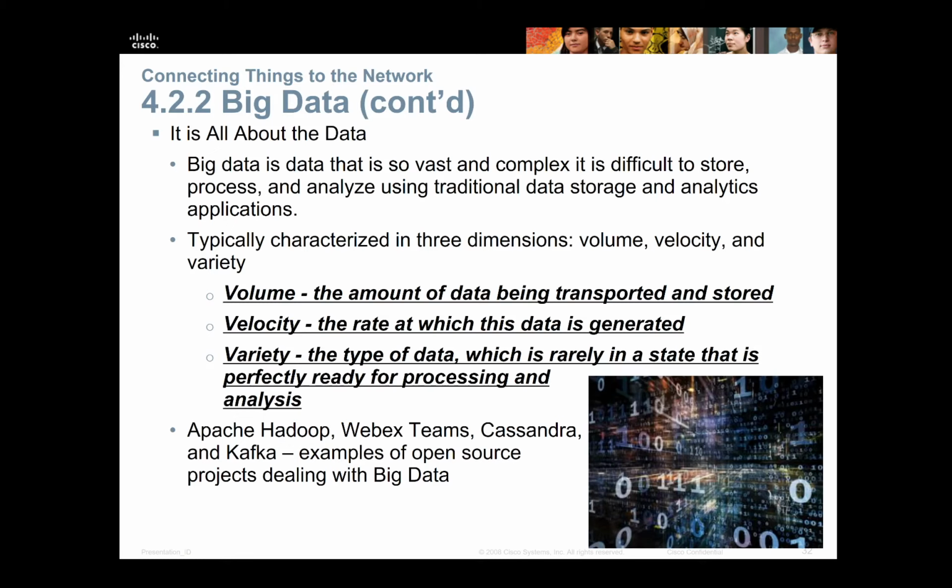Okay, and it's all about data. I personally like that big data things are typically characterized in 3 dimensions: volume, velocity, and variety. Meaning volume, the amount of data being transferred, stored; velocity, the rate at which this data is generated; and variety, what kind of data.